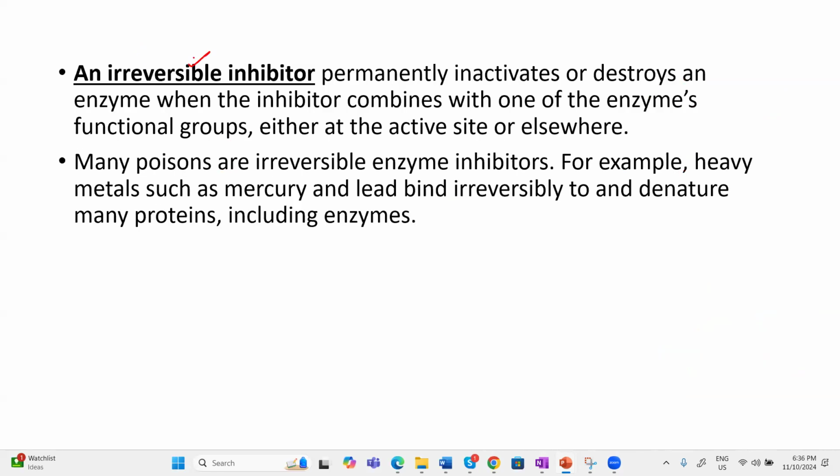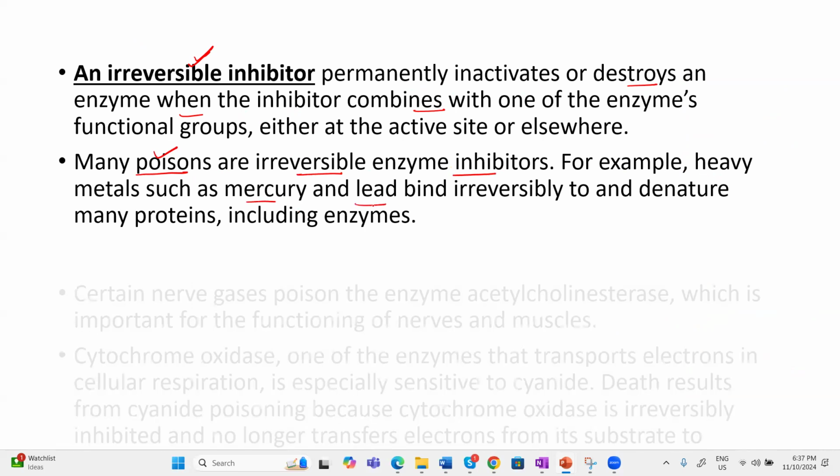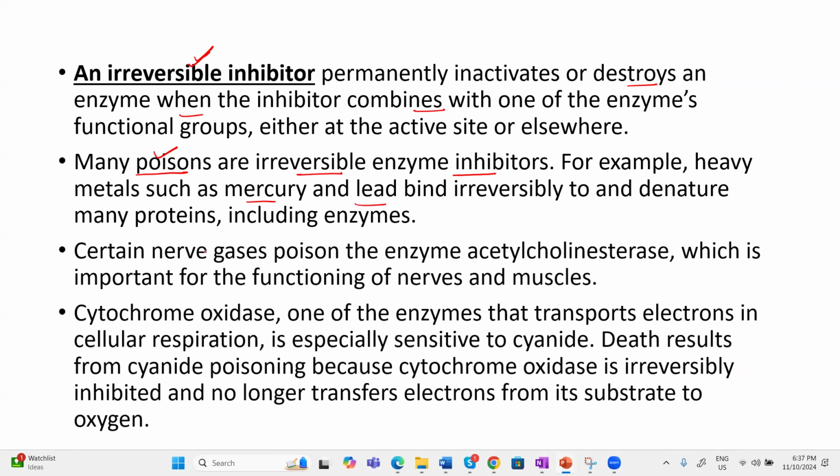Next is irreversible inhibition, in which the enzyme is permanently destroyed if the inhibitor binds to it. For example, poisons. Many poisons are irreversible enzyme inhibitors, like mercury and lead. They bind irreversibly to denature the proteins. Certain nerve gases poison the enzyme acetylcholine esterase, which is important for the function of nerves and muscles. These are a few examples where the inhibition is irreversible. You cannot reverse it. Now the enzyme is permanently damaged.